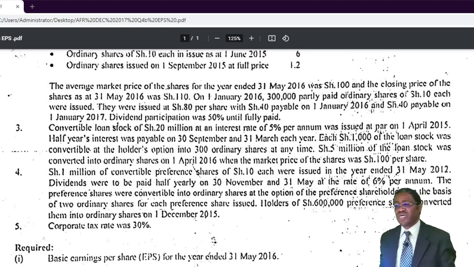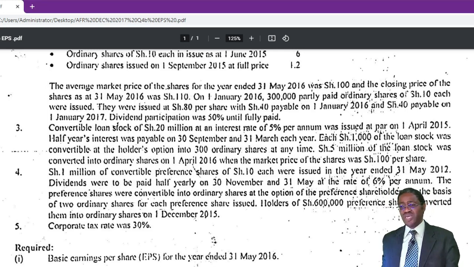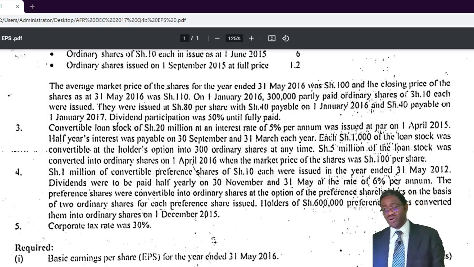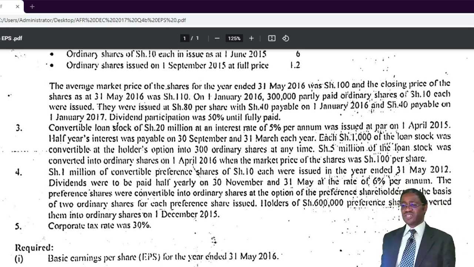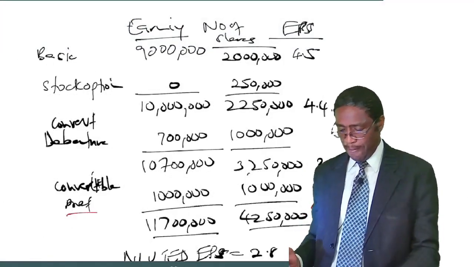Required: A, basic earnings per share for 2016, and B, compute the diluted earnings per share for 2016. Okay, so let's start now. Listen carefully now.